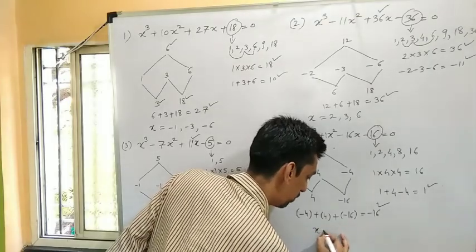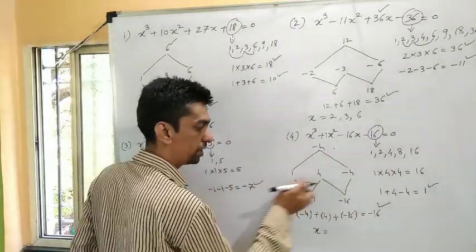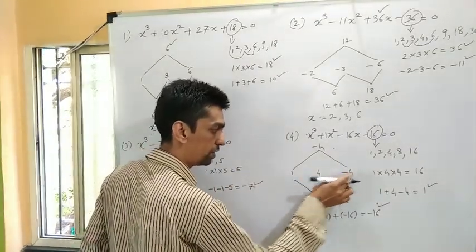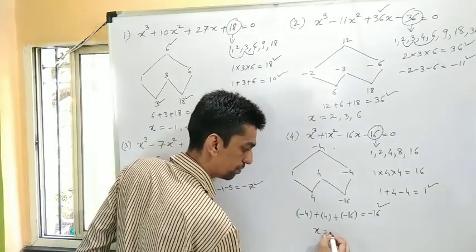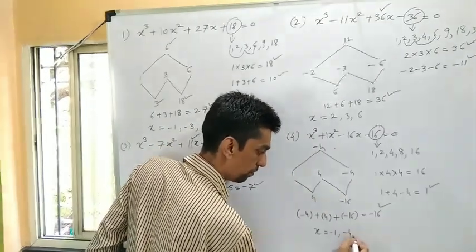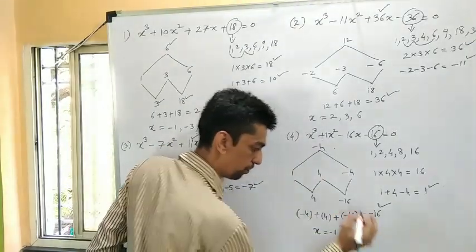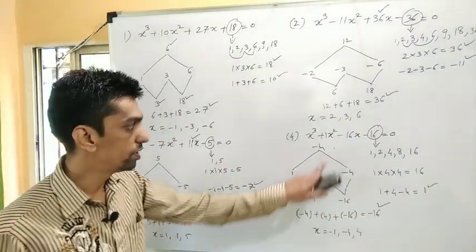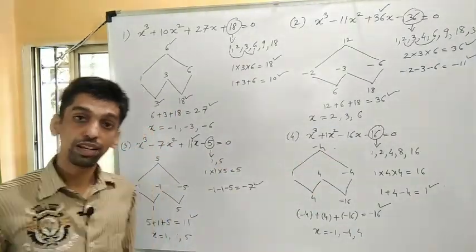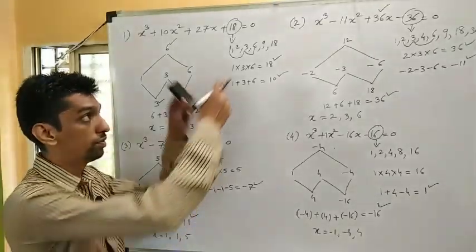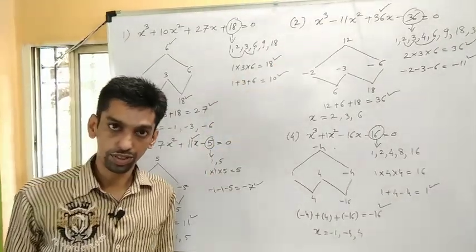So finally the values of x are the opposite sign of these three numbers. So opposite of these three, 1 becomes minus 1, this becomes minus 4 and this becomes 4. So these are the roots of these equations. So in this way we can find the roots of this type of cubic equations.